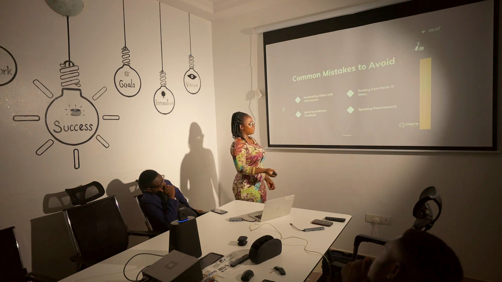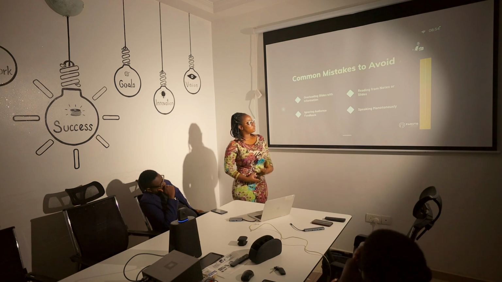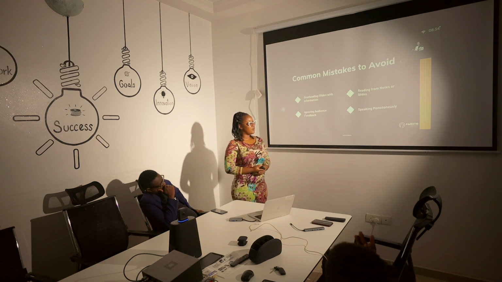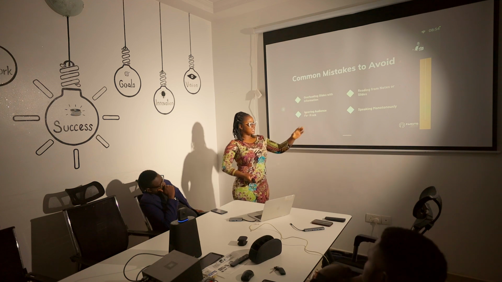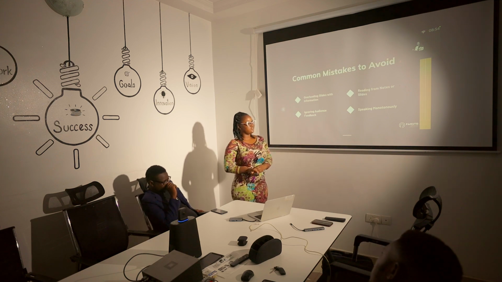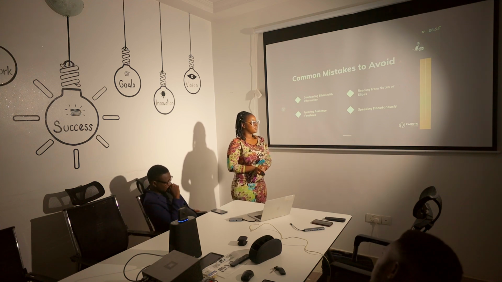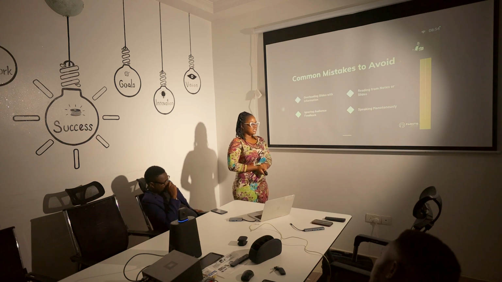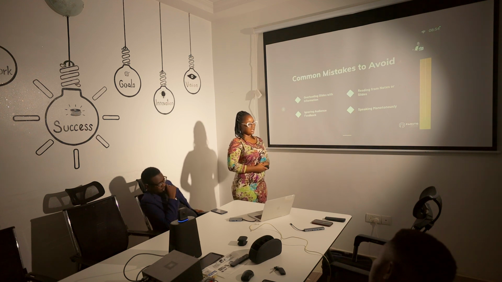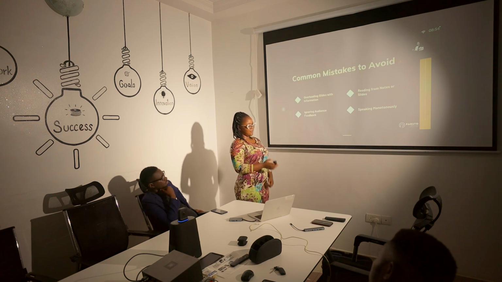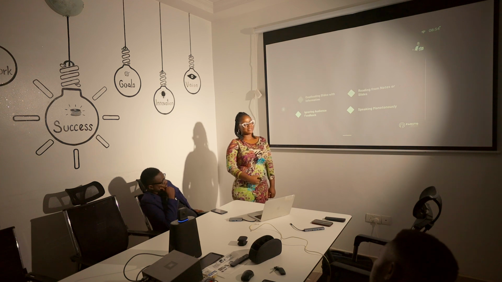Then we have ignoring audience feedback. So when you present, it's good to hear from people. How did I do? What am I supposed to do better? And work towards it. Then speaking monotonously. This has to do with voice modulation. So you don't just speak monotonously. Your voice is just the same throughout. There's no variety in what you're speaking and all of that. So these are mistakes that we should avoid.